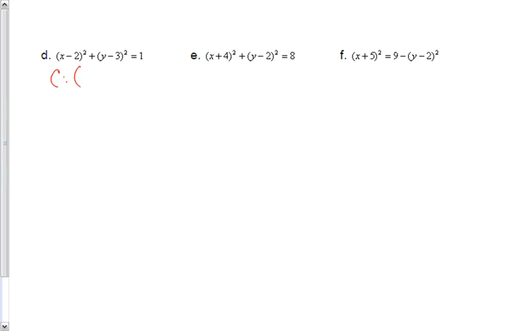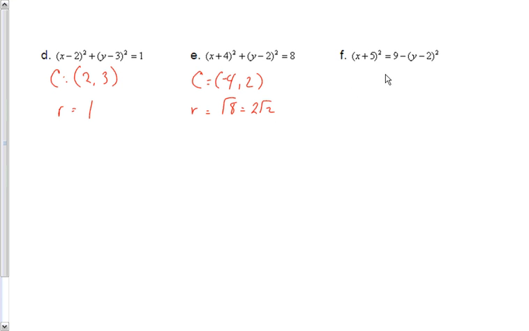Over here, we now start moving them. The center here is always the opposite of the sign, so 2, 3. This is the x and the y. And then the radius is the square root of 1, which is 1. Over here, the center is -4, positive 2. It's always the opposites. And then the radius is the square root of 8, which is 2 square roots of 2, since 4 times 2 is 8, and the square root of 4 is 2. So 2 radical 2. Okay, yeah, you can get nasty numbers.